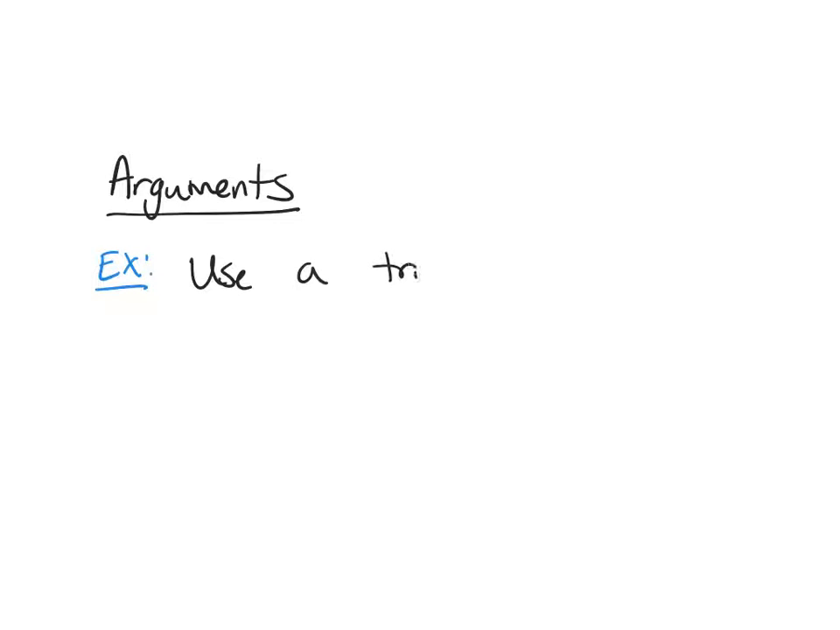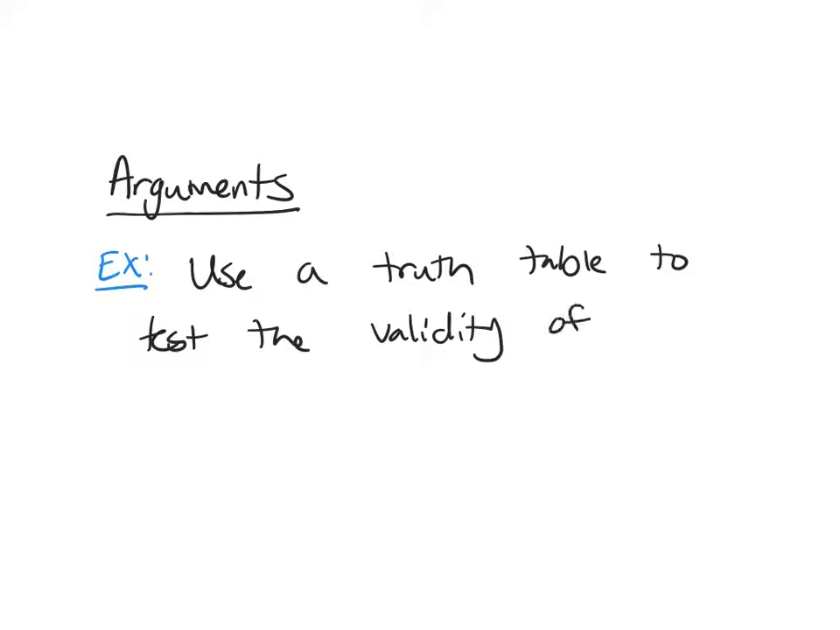So now we're going to talk about arguments. And we're just going to look at an example of an argument. An example would be, let's use a truth table to test the validity of the following argument.